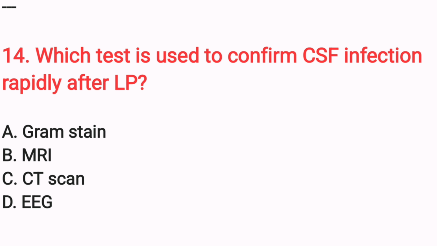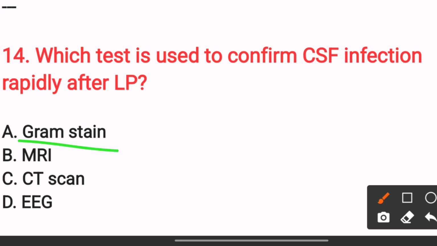Next, which test is used to confirm CSF infection rapidly after the LP? Option A, gram stain. Option B, MRI. Option C, CT scan. Option D, EEG. The answer will be option A, gram staining, because gram stain allows rapid identification of bacterial pathogens in the CSF. So the answer will be option A. Next question.